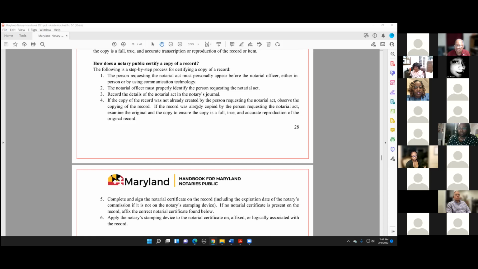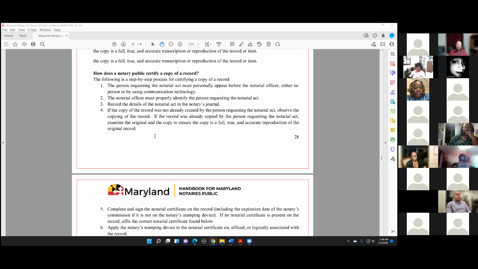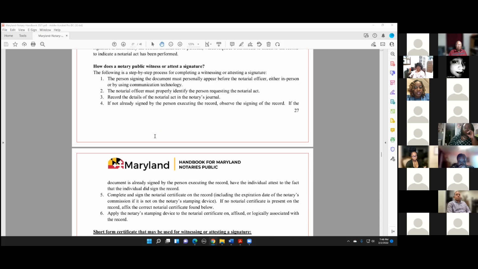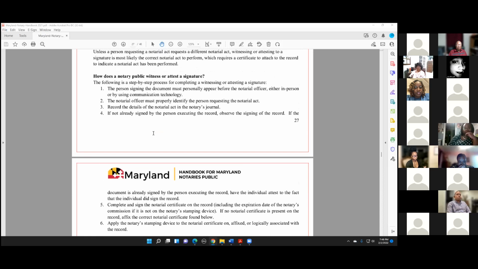And then you would either observe them making a copy of it. Once they make a copy, and if there's no notarial language on that document, then you will attach a loose certificate. But nowhere does it state the signer signs the document. Let's go back. Look at number 4 here. What does it say? If not already signed by the person, right?